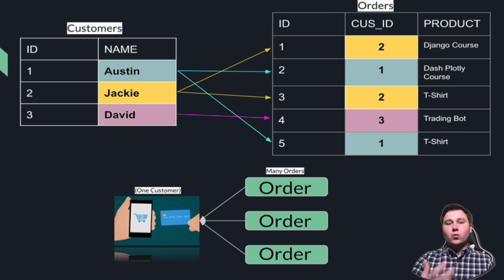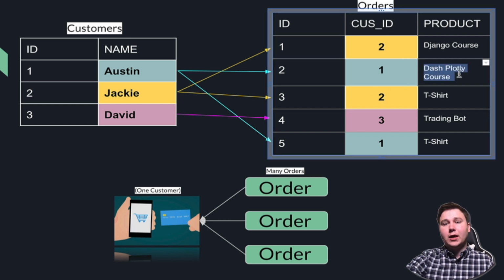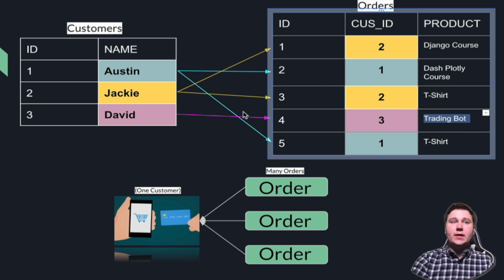And the way this works in the database is we have this table where we have the ID and then we have the name. So there I am, and you can see that I bought from another column, which is the actual products. I bought this data plotly course, and then I bought a t-shirt. And then you can see Jackie bought a Django course, and then she bought a t-shirt. And then we have David over here, who bought a trading bot, right? So this is how these are able to correlate with each other with a one-to-many relationship.